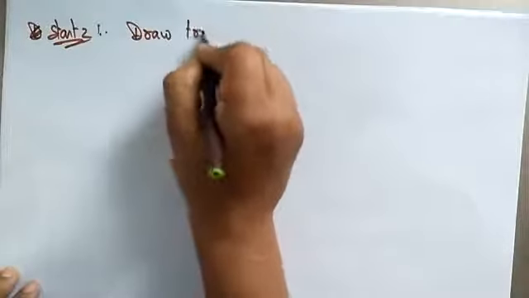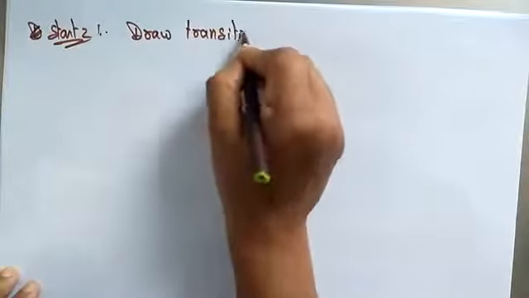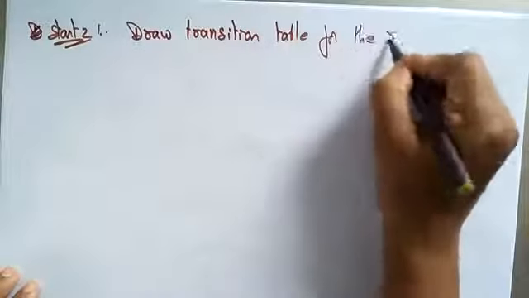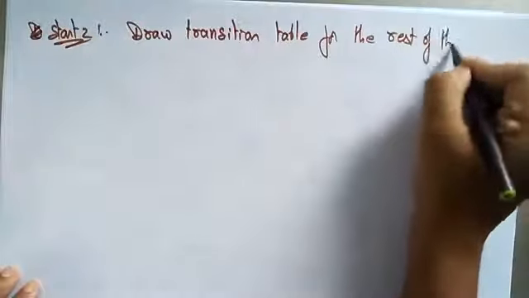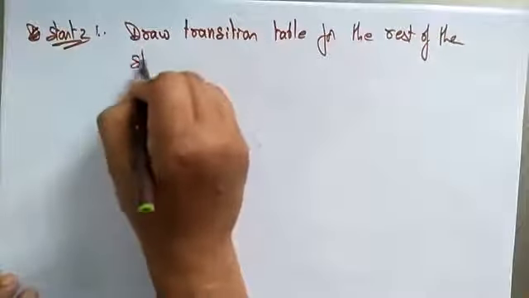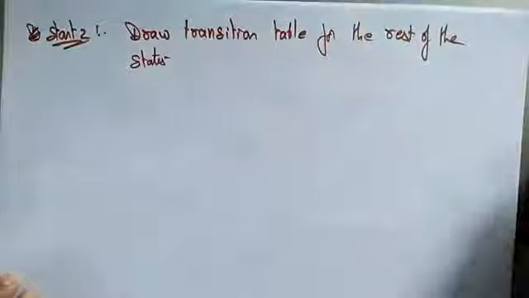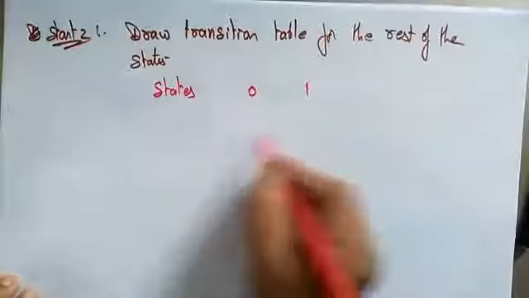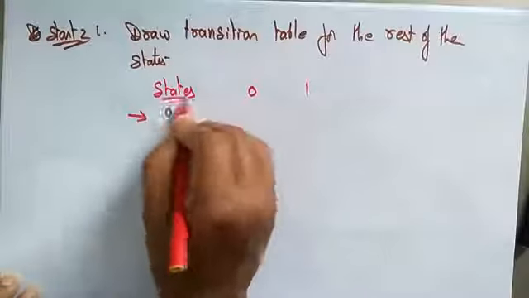So what's the second step? I need to draw the transition table. After drawing the transition table, there is no need to check the diagram. After removing the unreachable states, I need to draw the transition table for the remaining states, on inputs 0 and 1. Q0 is the initial state, I know that.